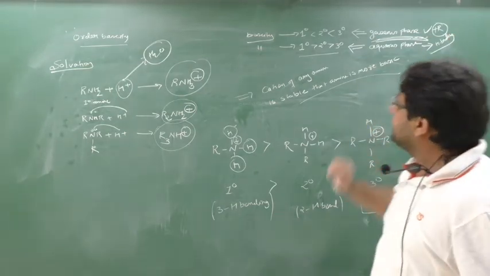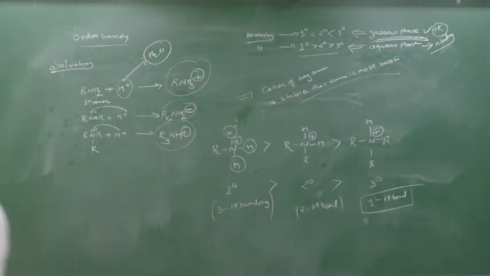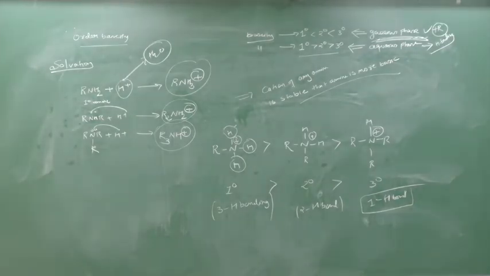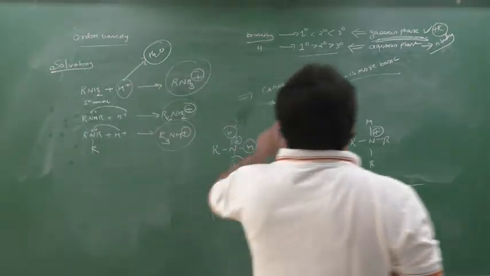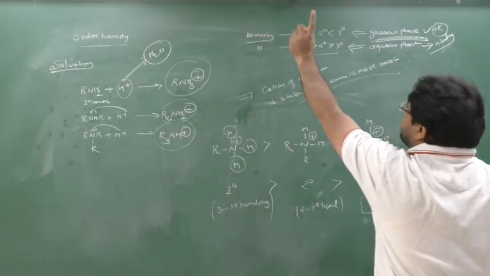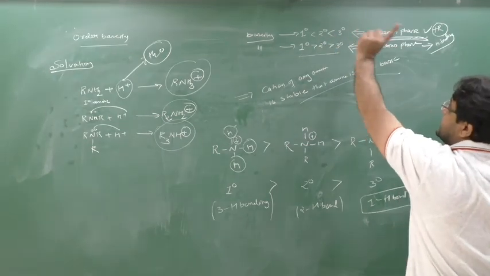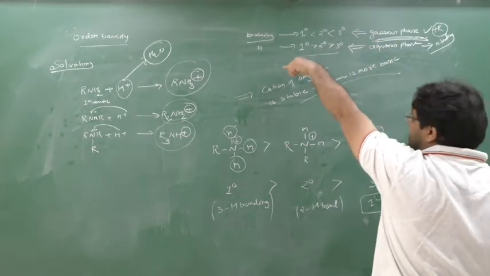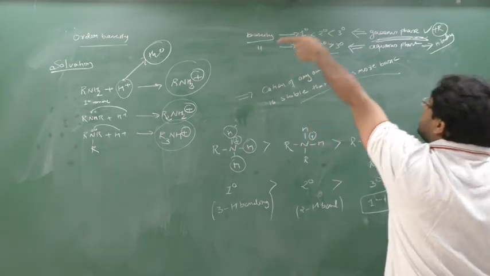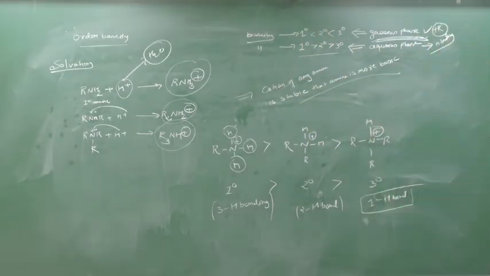See, the case is getting reversed, and this has been asked many a time in the exam. That is, the basicity of amines in the gaseous phase is 1 degree less than 2 degree, less than 3 degree. So 3 degree amine is more basic than 1 degree in the gaseous phase, and we are applying the plus R effect logic.